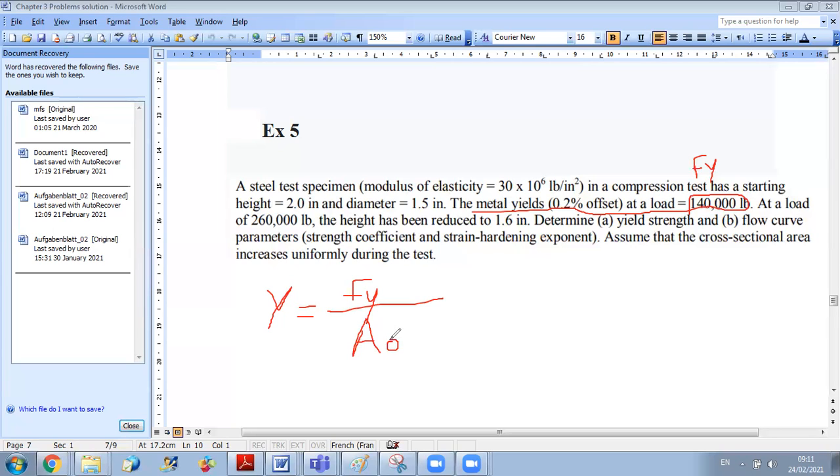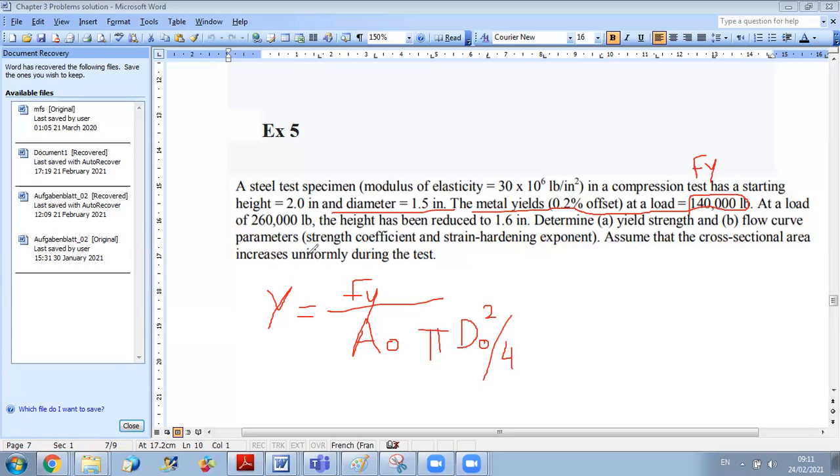For the initial area, you have the initial diameter of your specimen. You know that the area is pi d squared over 4. So we can replace A0 by pi times d0 square over 4. In this way, you can calculate the value of the yield strength. And it's an engineering value.